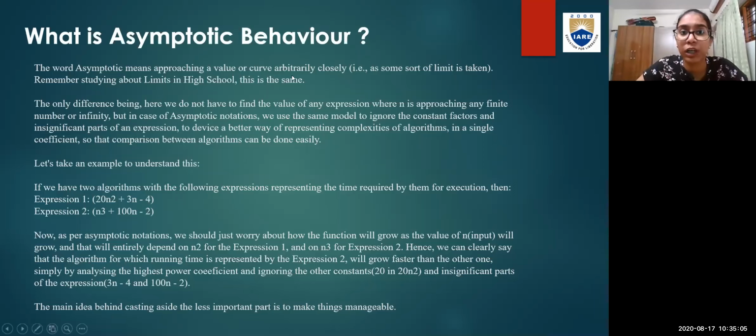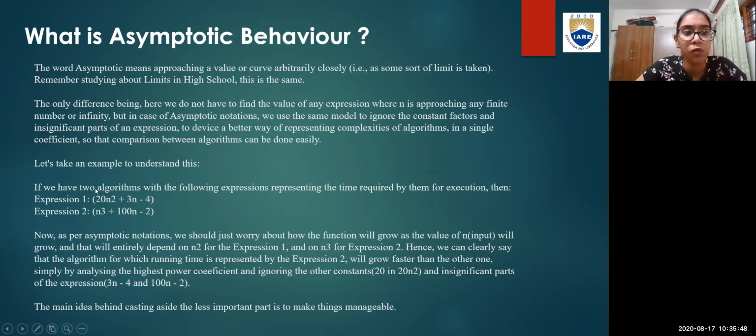Remember studying about limits in high school, this is the same. The only difference being, here we do not have to find the value of any expression. As I told you, we do not evaluate the value of an expression where n is approaching any finite number or infinity. But in case of asymptotic notations, we use the same model to ignore the constant factors and insignificant parts of an expression. To devise a better way of representing complexities of an algorithm, and so that the comparison between algorithms becomes easy, we use asymptotic notations, and that is about asymptotic behavior.